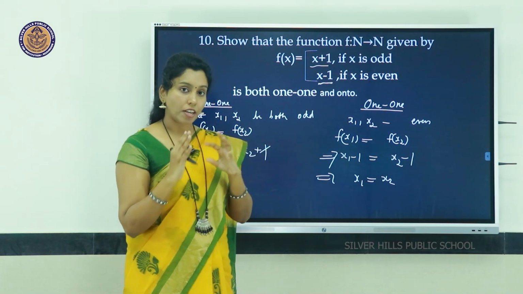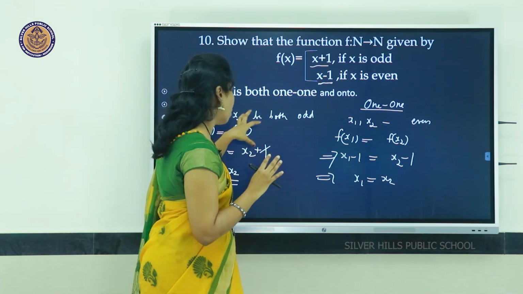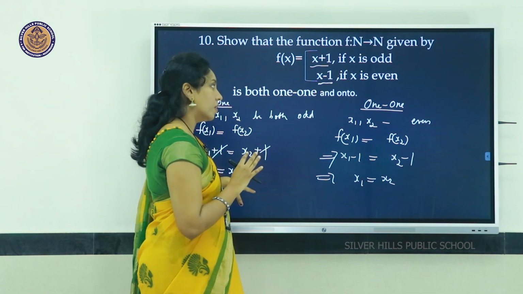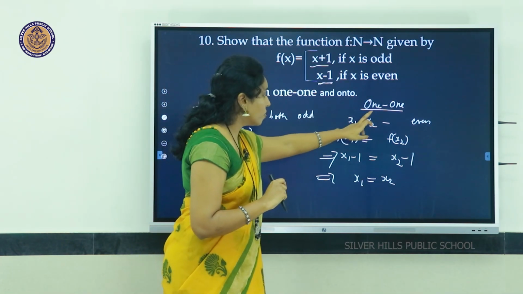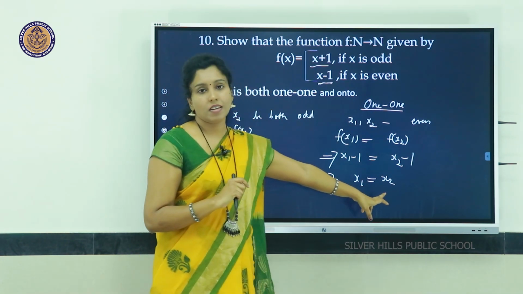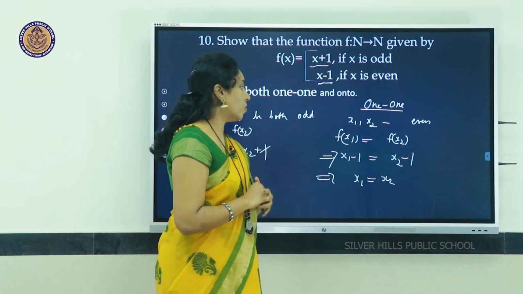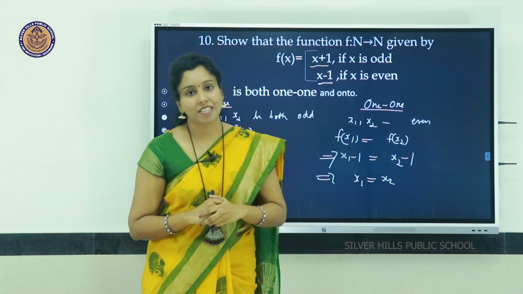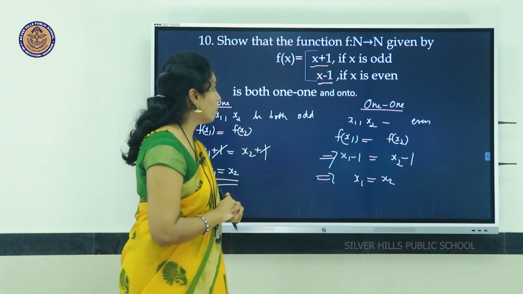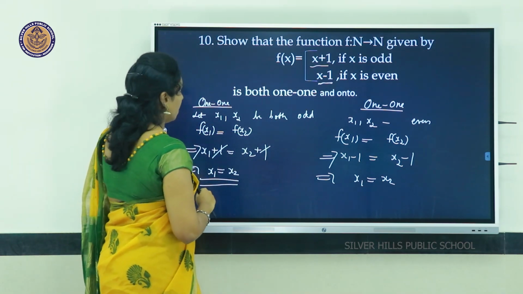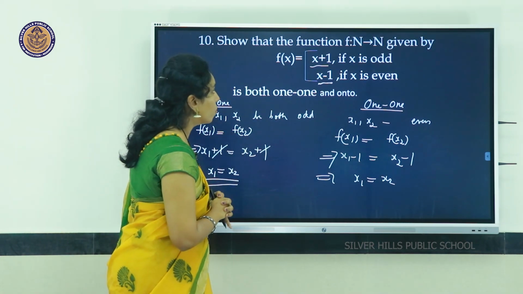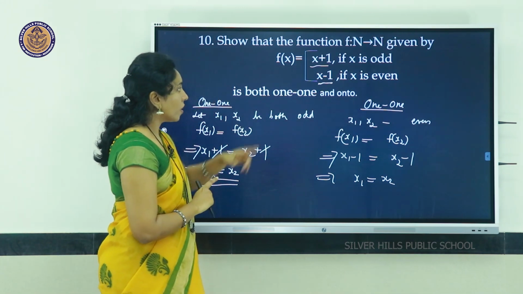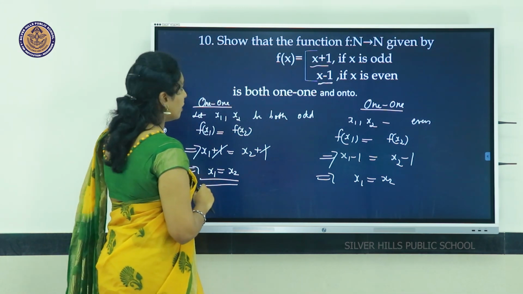So when I took both x1, x2 odd, I got the 1-1 condition. When x1 and x2 are even also, I got the condition f of x1 equal to f of x2 implies x1 equals x2. So we proved it is 1-1. Now let us see how we can prove it is onto. So here the function is from N to N.